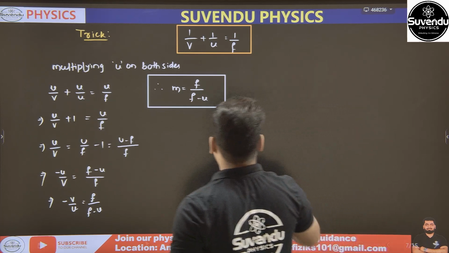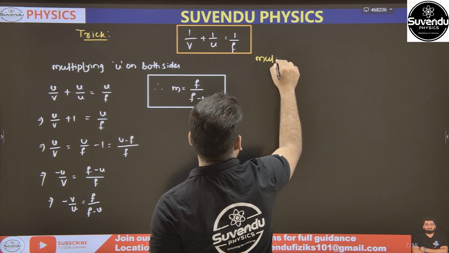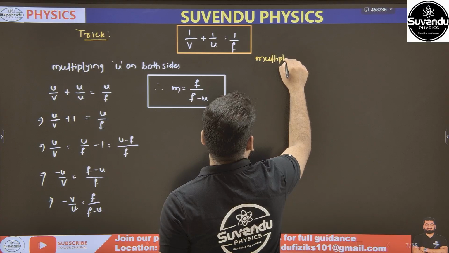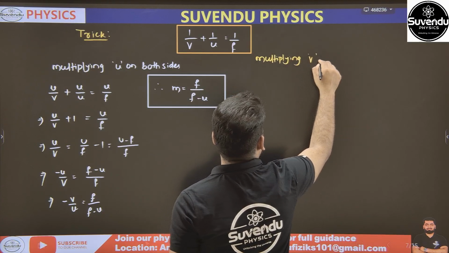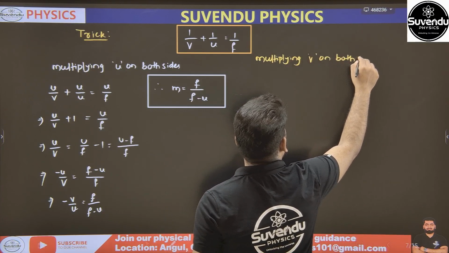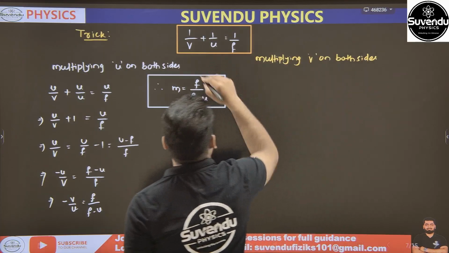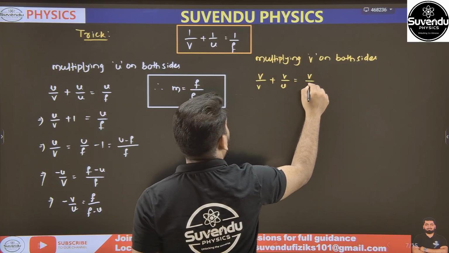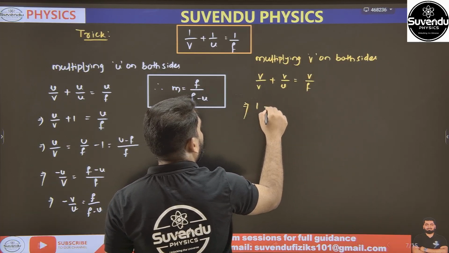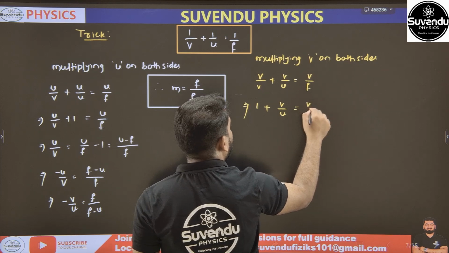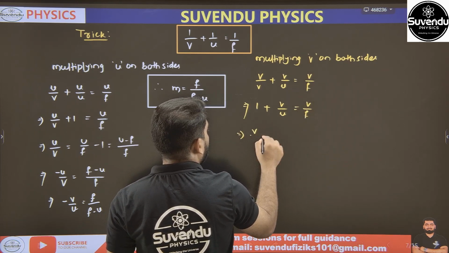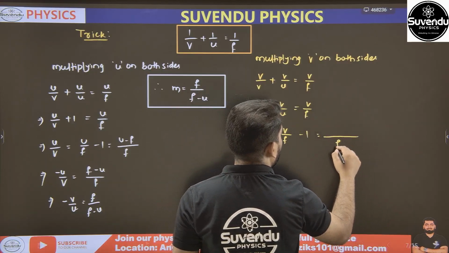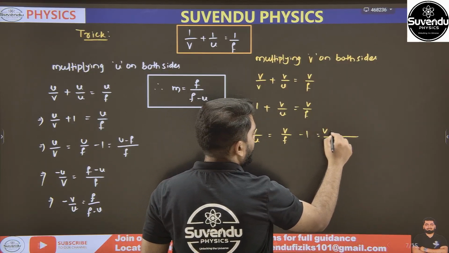कैसे, देखो multiplying v on both sides, क्या होगा, v by v plus v by u, that will be equal to v by f. तो v by v तो 1 हो गया, plus v by u, this will be v by f. So what is the value of v by u? V by u will be v by f minus 1. तो आंसर इज f, तो तुम्हारा एलसीएम हो गया. इसके बाद v minus f.